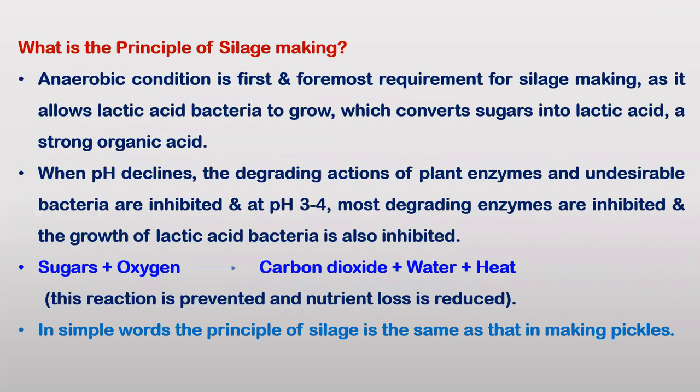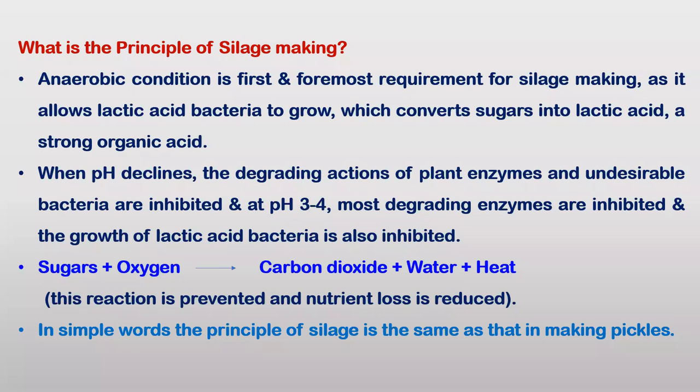So what is the principle of silage making? We discuss one by one. So we should maintain the anaerobic condition first. This is the first principle, maintaining the anaerobic condition, and this is a prime requirement for silage making. By maintaining the anaerobic condition, we allow the lactic acid bacteria to grow.